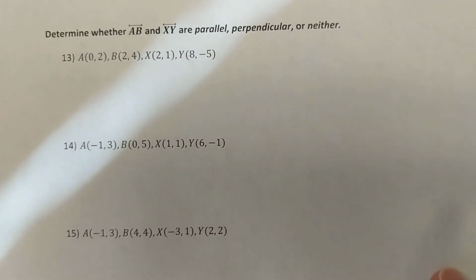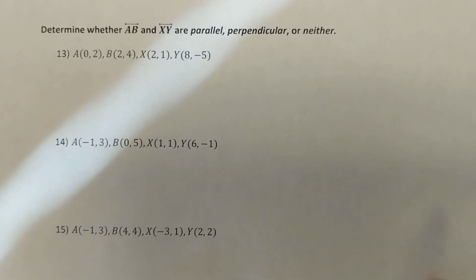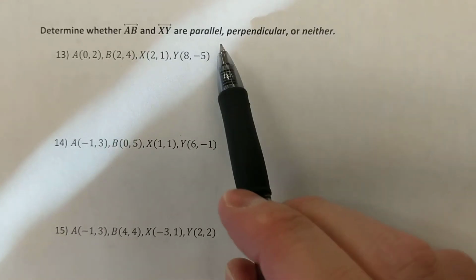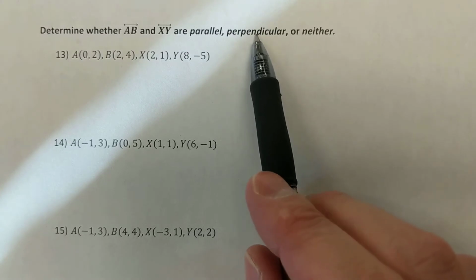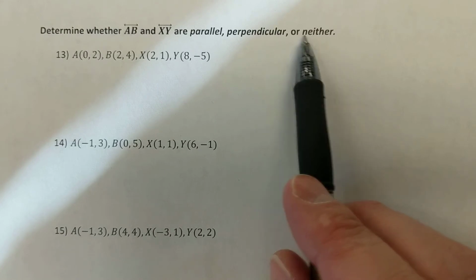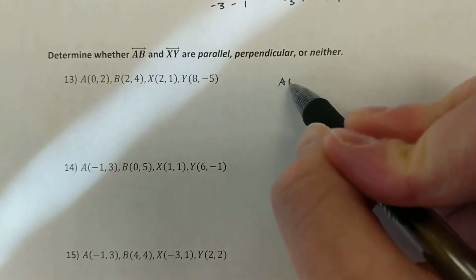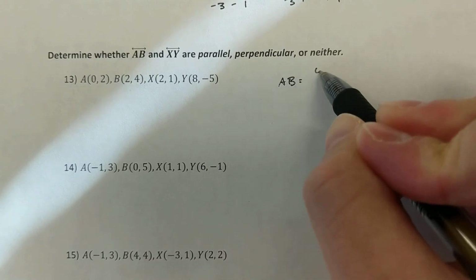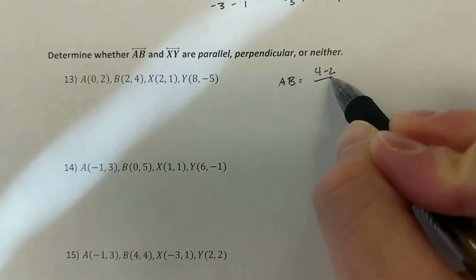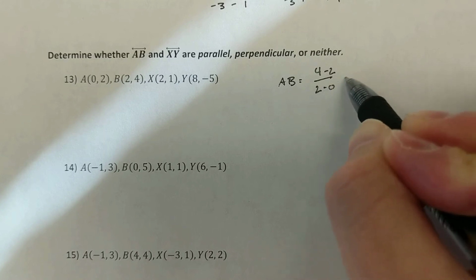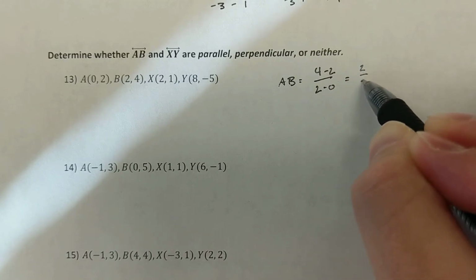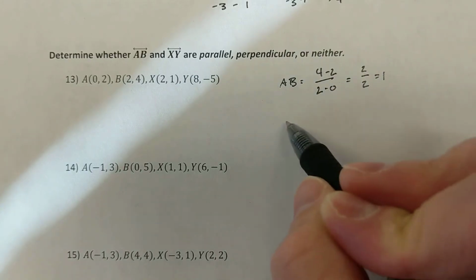All right, and the last 3 here, are they parallel, perpendicular, neither? So remember, parallel lines have identical slopes. Perpendicular lines, the slopes are opposite and reciprocal, so you flip the fraction and change the sign, and neither is neither of those two. So to start, I need to find my slopes. So for the first one, for AB, it's going to be 4 minus 2, y minus y, over 2 minus 0. So that is 2 over 2, which is 1.